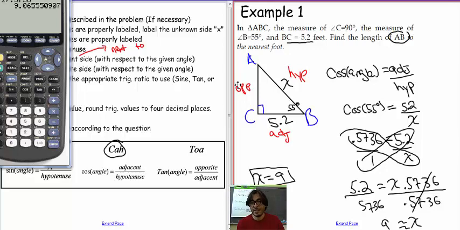Okay, so that's pretty much how you're going to use trig to find the missing side. In this example, I use cosine because I was given the adjacent side and I was looking for the hypotenuse, but it won't always be cosine, right? If I was given the opposite side and I was looking for the hypotenuse, then I would use sine. So you have to pay attention to those things. That's why we spent time in class going over that.